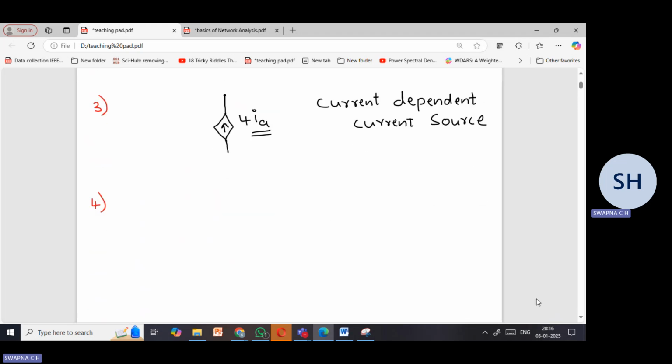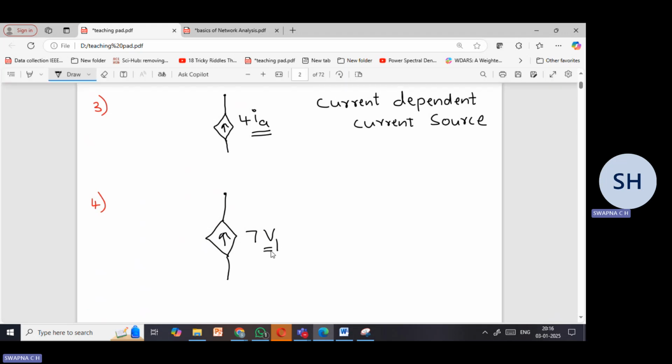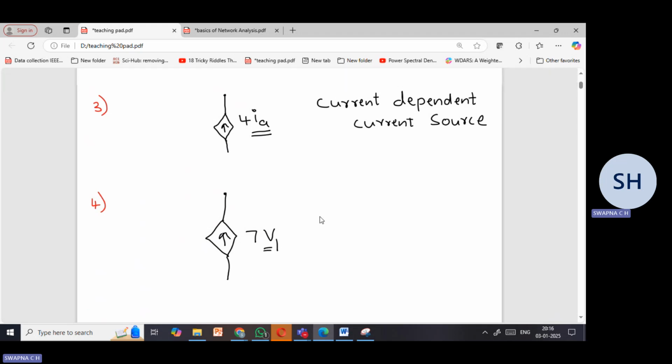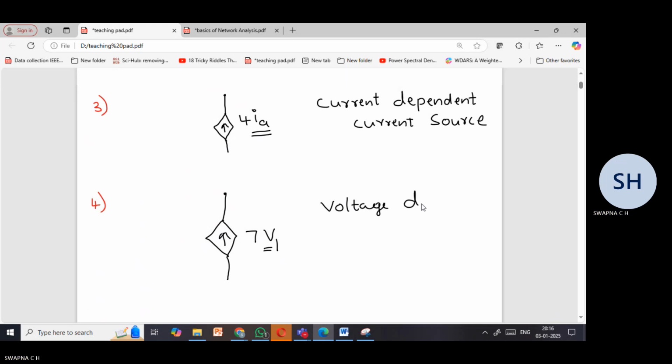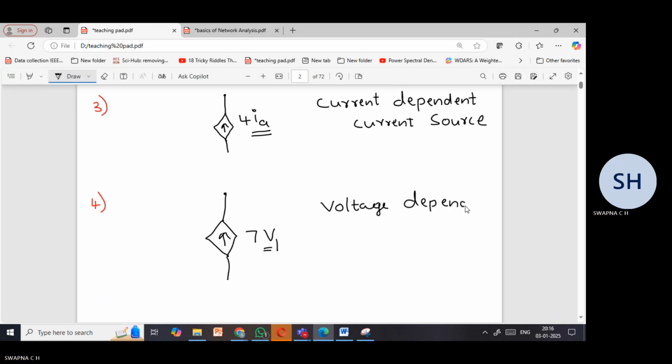I have one more dependent current source. With the symbol, it is very clear that it is a current source. Let me write it as 7V1. From the symbol, it is very clear that it is a current source, but on what is it depending? It is depending on a voltage value. So it is called a voltage dependent current source.